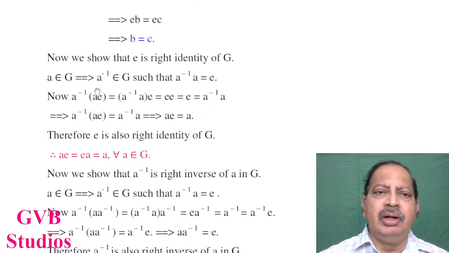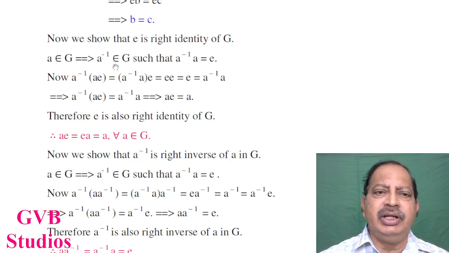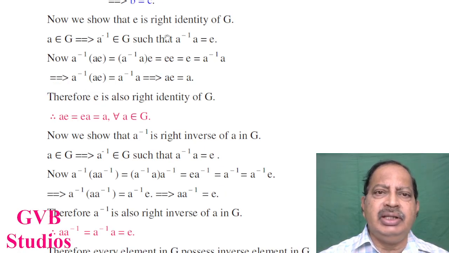Okay. Next, we show that e is the right identity element in G. a belongs to G implies a inverse belongs to G such that a inverse a = e. As in the statement, a left inverse exists, so I am using that condition. a inverse is left inverse of a, and we have to show that e is the right identity. So for that, consider a inverse(ae). Use associative law here. Changing brackets, we get (a inverse a)e, and this becomes e from this part. So here it is ee, which is e.